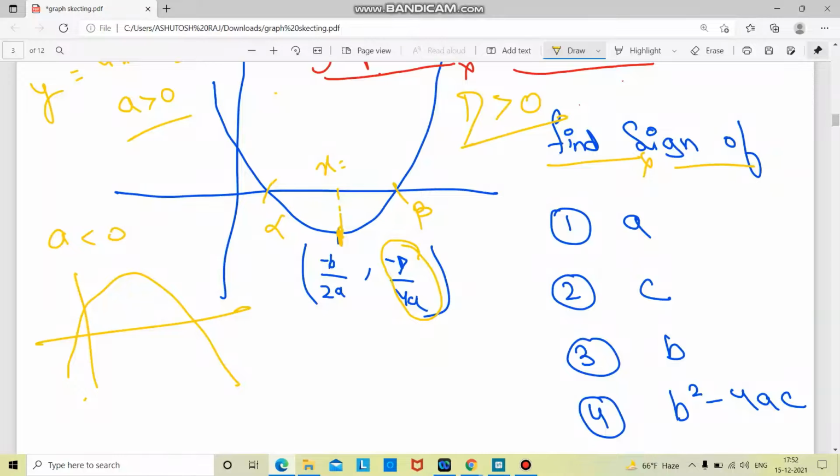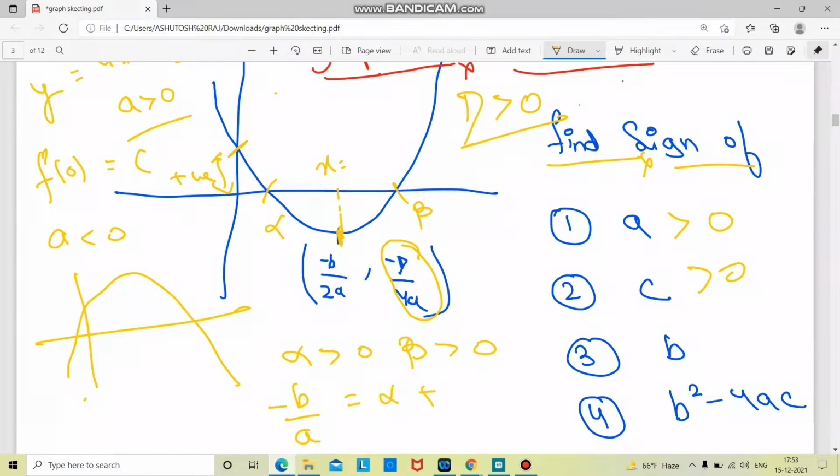We know that the parabola opens upwards, so a is greater than 0. We can see that the f(0) value is equal to c, and it is positive, so c is also positive. We can see that alpha and beta both are positive. So minus b by a, which is alpha plus beta, will also be positive, and a is positive. So minus b should be positive, so b should be negative.